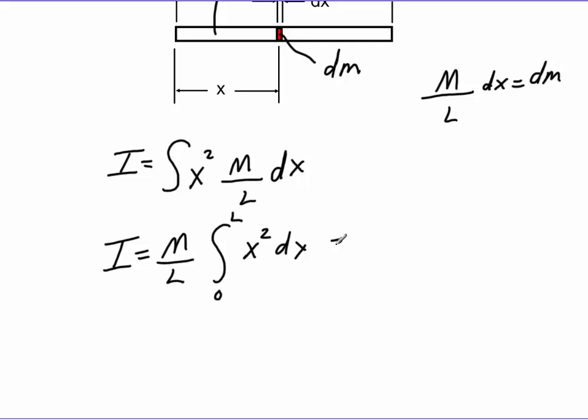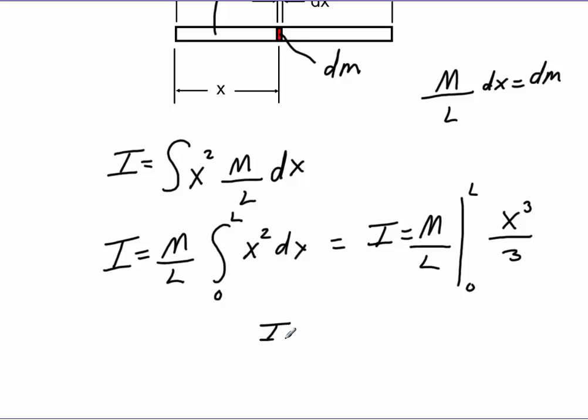When I do that, I will get I is equal to m over L, from L to 0, of x squared, x cubed. Do it again, I'll just erase it. Of x cubed over 3. I go ahead and pull my constant out, then I is going to equal m over 3L, from L to 0 of x cubed.